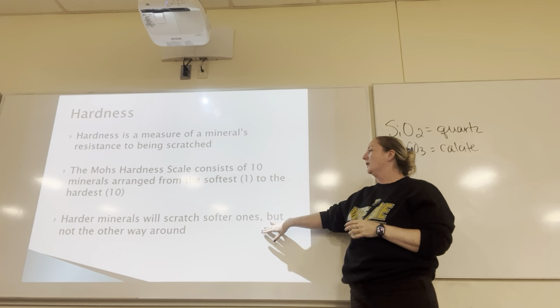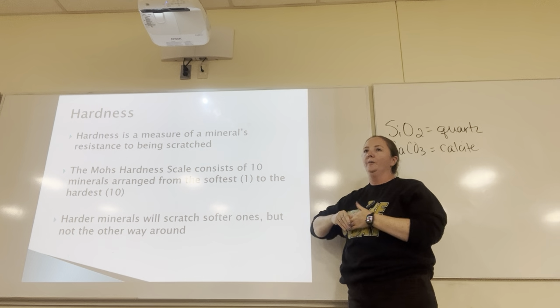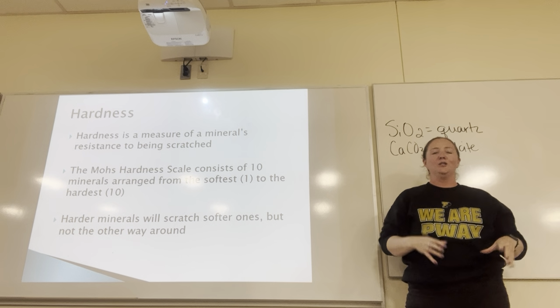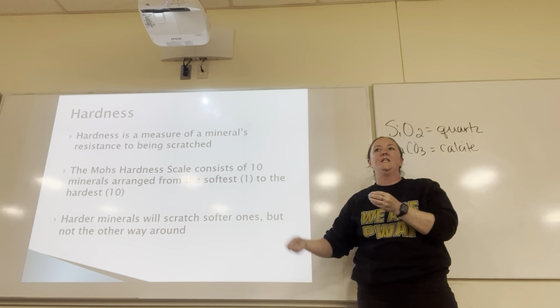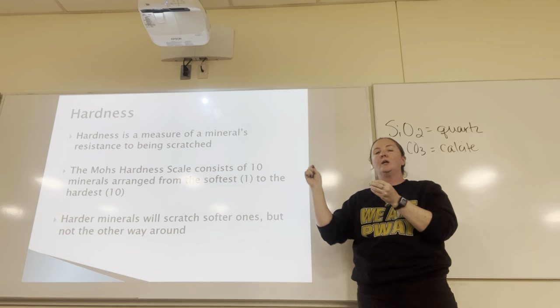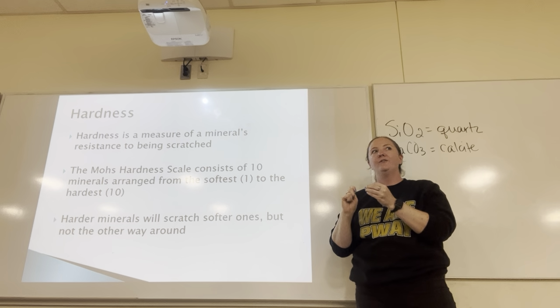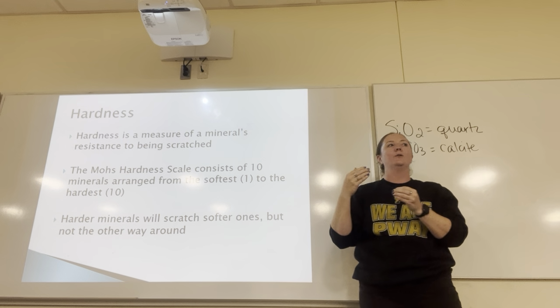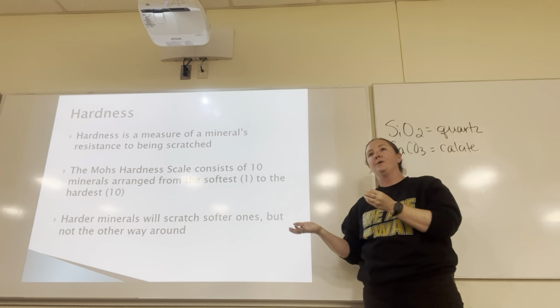Harder minerals are going to scratch softer ones, but not the other way around. So when we're performing a hardness test, it's very high tech. This is what we do. We pick up a mineral, we take something that we know how hard it is, like our fingernail or a penny, and we try to scratch the mineral. If the mineral gets scratched, then the mineral is softer than whatever that object is. If the mineral does not get scratched, then the mineral is harder than that object.